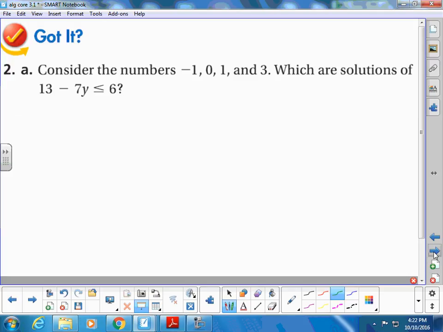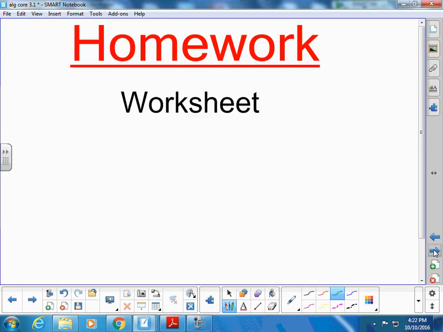You try this one on your own. Put all 3 of those numbers in one at a time for y and see what you get. And then the homework is, we'll talk about the homework tomorrow.